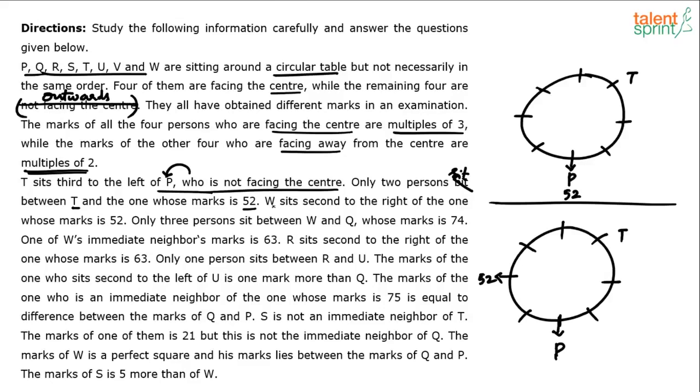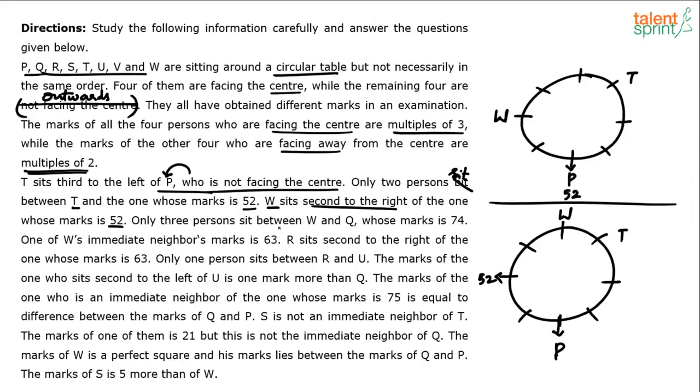Now go to the third point. W sits second to the right of the one whose marks is 52. So W is second to the right of 52. Take case number 1. Second to the right of 52. Since 52 is outwards, right is clockwise. First and second, and W comes here. Case number 2, 52 outwards, right is clockwise. First, second, W comes here. Is W facing center or outwards? We do not know yet.